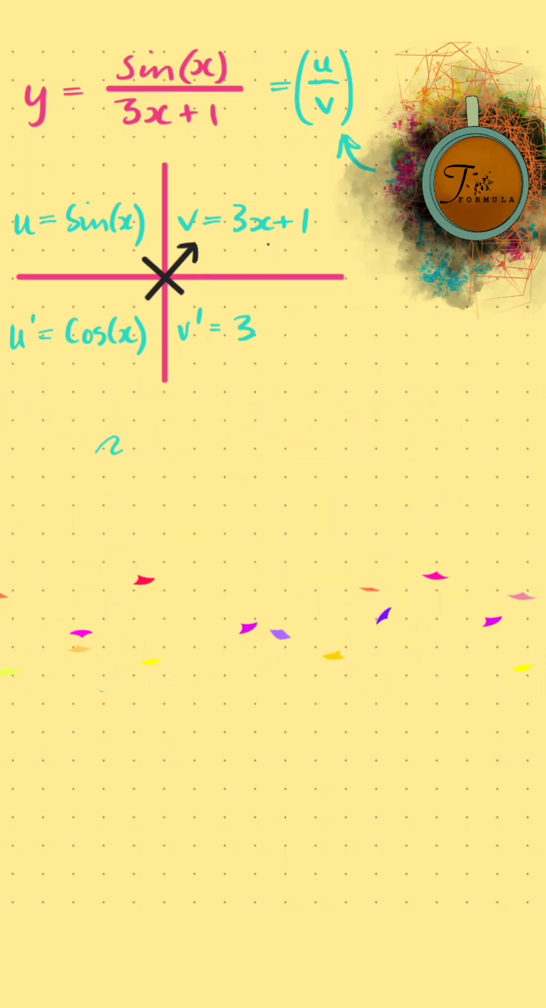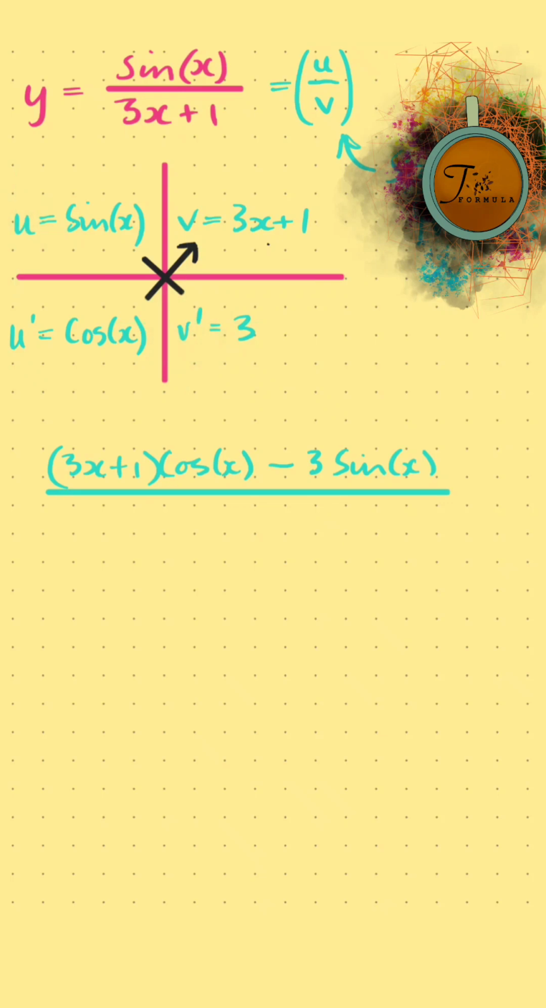It's going to be u dash, which is cosine x. I often like to write the other one first. So 3x plus 1 cosine x. And then we're going to take away now the 3 times sine x. That's all over v squared.